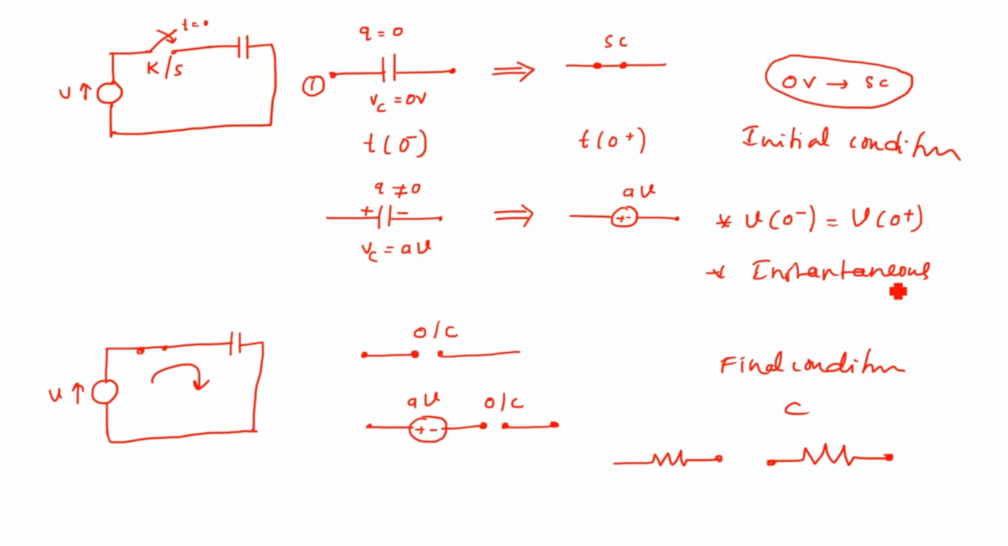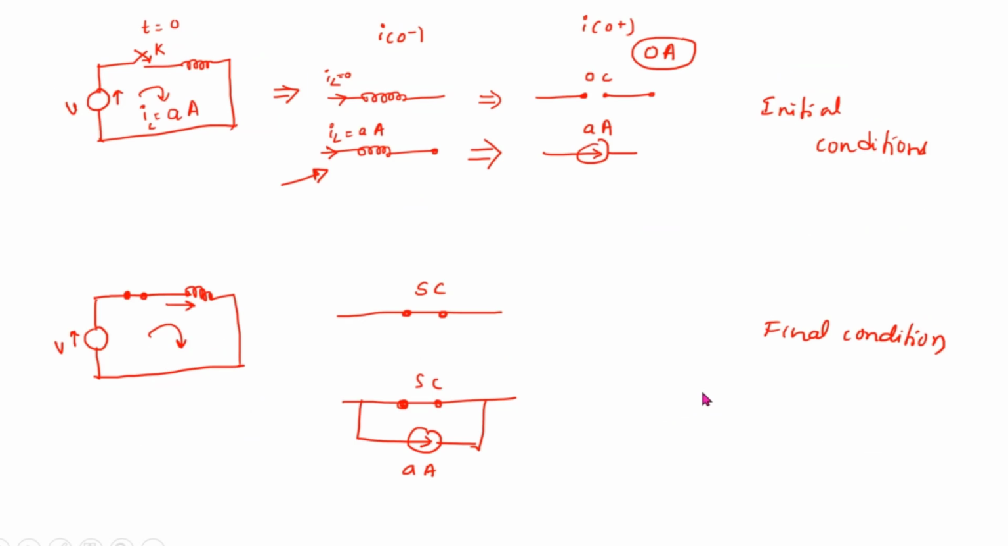It doesn't support instantaneous change in voltage. In case of an inductor, the current flowing through it before and after switching will be the same. The meaning of this is the inductor doesn't support instantaneous change in current.